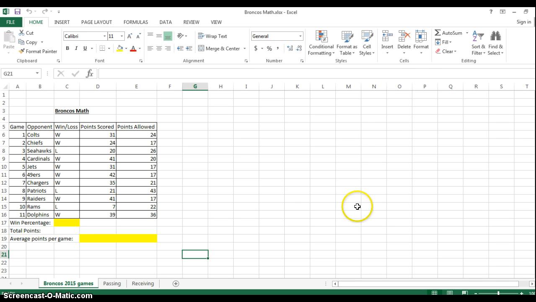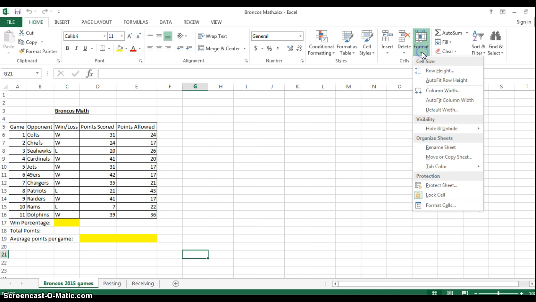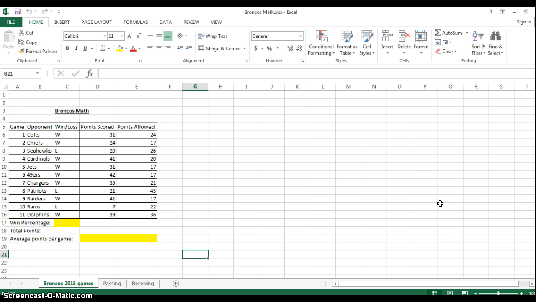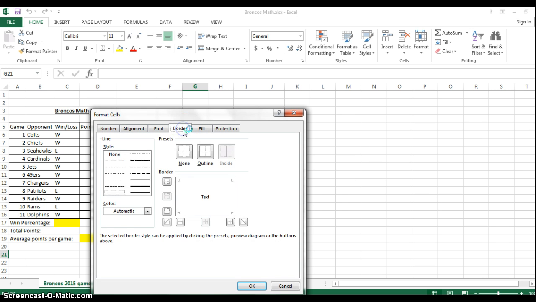And to format this chart, you can just go to the Format key and go to Format Cells, Border, and then do the outside and the inside. And since I've already done it, we're not going to do it again, but that's how you would format the chart.